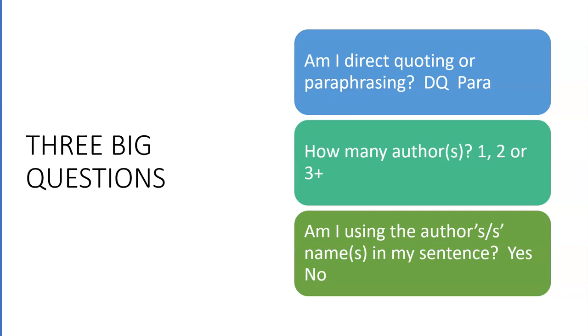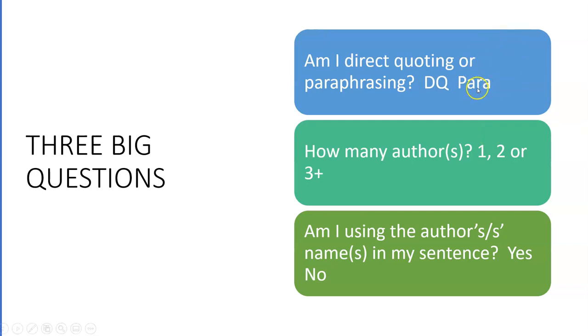Your next question is, how many authors do I have? And there's only 3 possible answers to this question. I have 1, I have 2, or I have 3 plus. And then the final question I need to consider is, am I using the author's name in my sentence? Only 2 possible answers to that, yes or no. Based on how you answer these questions, you're going to follow a specific pattern for your APA in-text citation formatting.